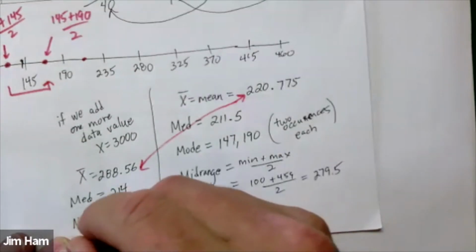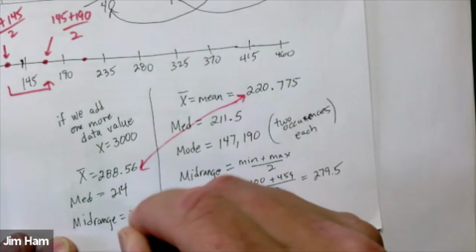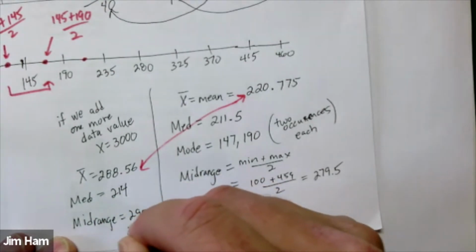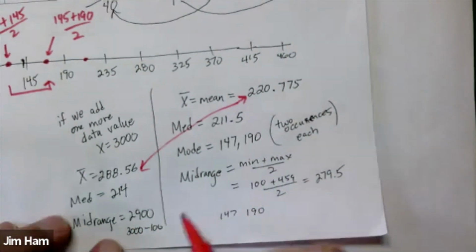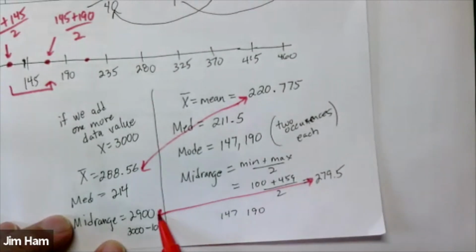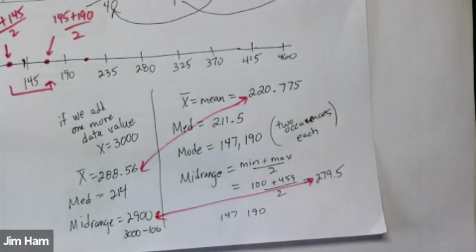Let me just do mid-range as well. Mid-range would be 2,900. That's 3,000 minus 100. Notice how the mid-range is dramatically different just by adding one single data value. So we would say that the mean is not very resistant to outliers. If you have one outlier in the group, it's really going to throw off the mean, not only the mean, but also the mid-range. It's going to throw them off.